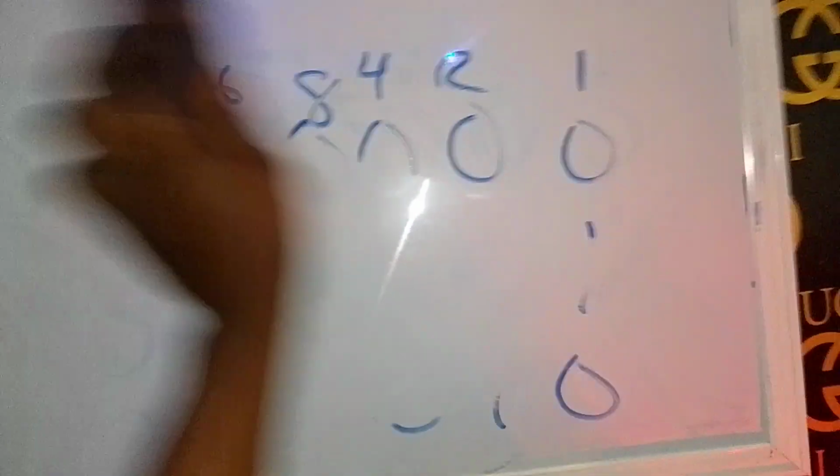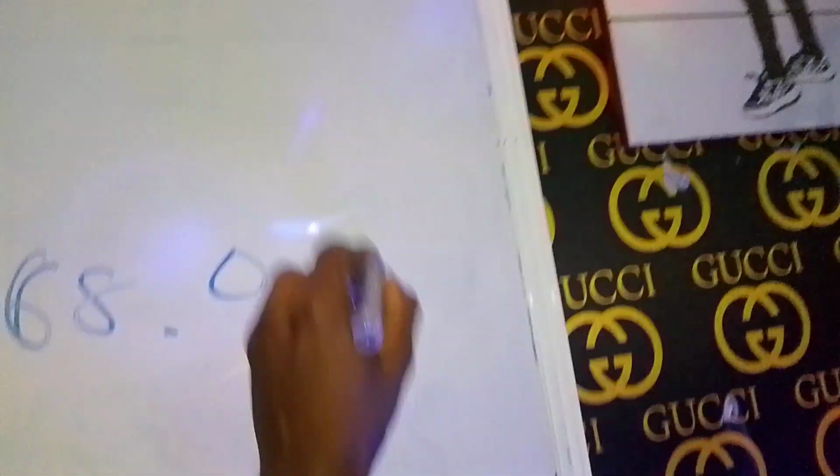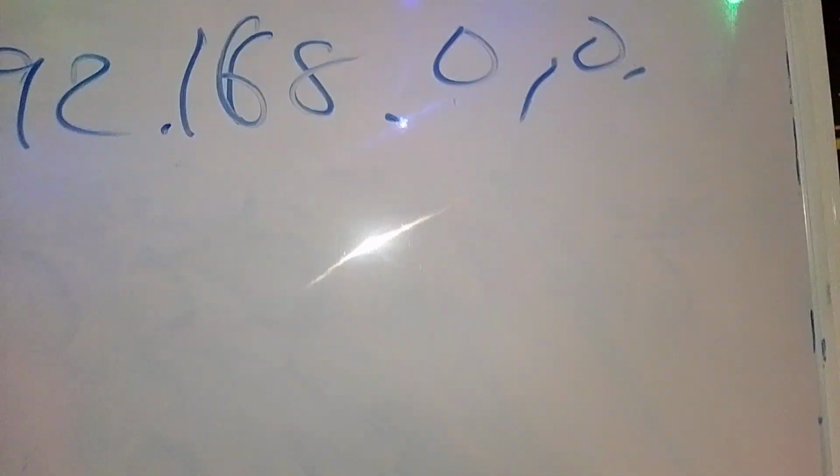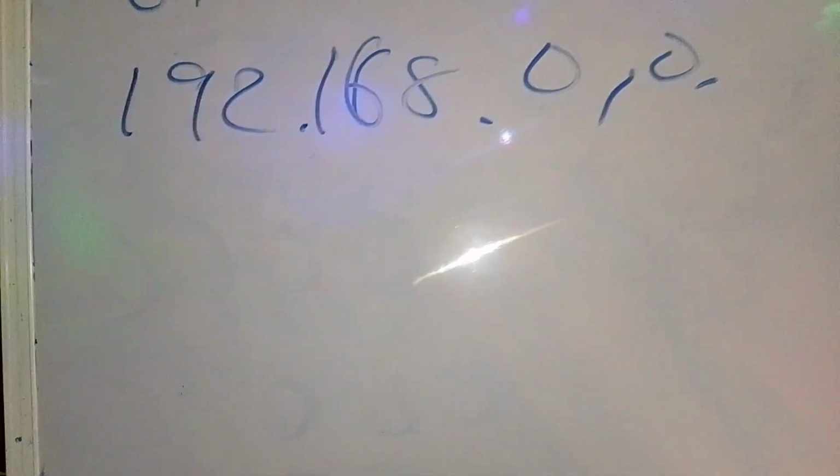Now, how does computer translate an IP address into its own language? We said computer only understands 1 and 0. So how does the IP address that looks like this, 168 point blah blah blah, how does computer understand an IP address that looks like this? I will show you in the next class.